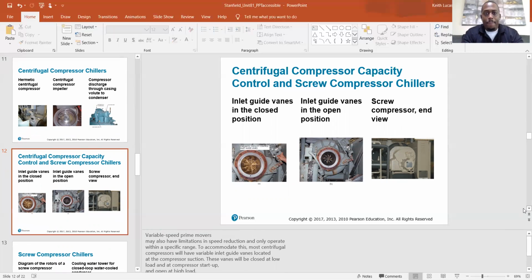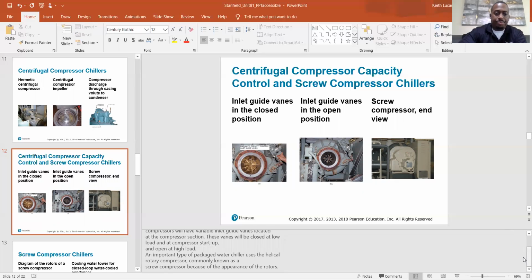Centrifugal compressor capacity control and screw compressor chillers. Variable speed prime movers may also have limitations in speed and reduction and only operate within a specific range. To accommodate this, most centrifugal compressors will have variable inlet guide vanes located at the compressor suction. These vanes will be closed at low load and at compressor startup, and then open at high loads. An important type of packaged water chiller uses the helical rotary compressor, commonly known as a screw compressor, because of the appearance of the rotors.